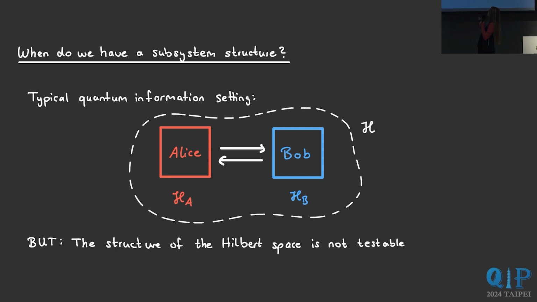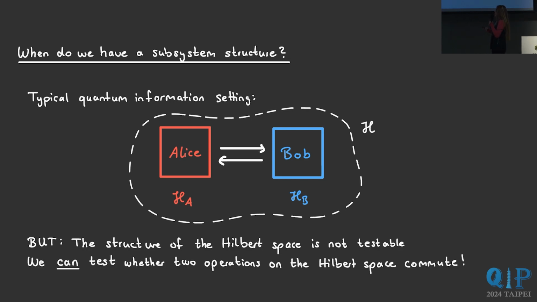Initially, all we have is some global Hilbert space H, where all the operations, all the quantum systems, where everything is happening. While we cannot test the structure of the Hilbert space, we can test other things, and from that infer what kind of structure our Hilbert space has. For example, what we can test is whether two operations on this Hilbert space commute. We can design some experiment that tests this, and then we can get some information about the structure of the Hilbert space from our observations.